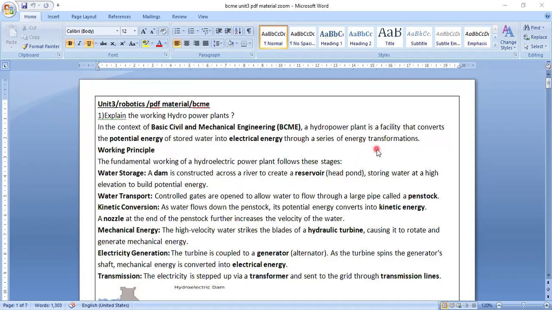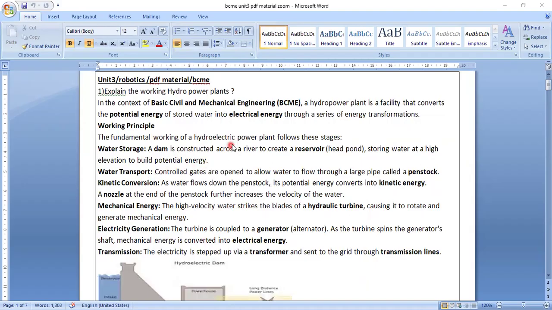A hydropower plant is a facility that converts the potential energy of stored water into electrical energy. This electrical energy, which is the final output we want, is obtained through a series of energy transformations. The fundamental working of a hydroelectric power plant involves water storage, a water transport system, kinetic conversion, mechanical energy, electricity generation, and a transmission system.